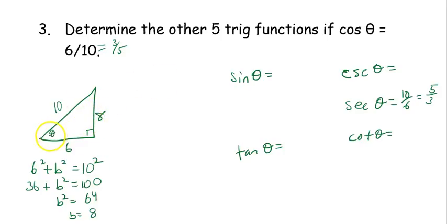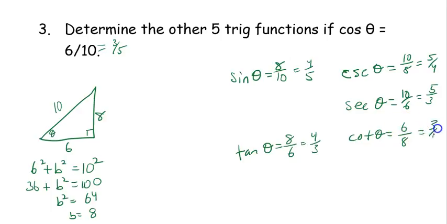So that makes my sine opposite over hypotenuse to be 8/10, or if you wanted to reduce it, 4/5. And my cosecant, 10/8, or 5/4. Tangent is opposite over adjacent, so I would have 8/6, which would reduce to 4/3. Cotangent would be the flip of that, so 6/8, or 3/4.